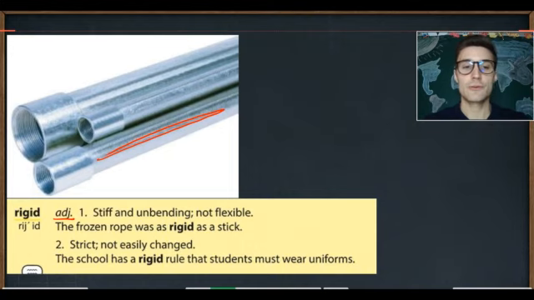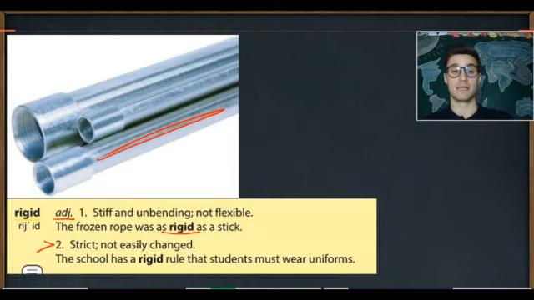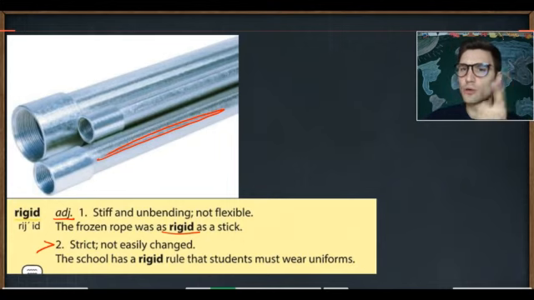The frozen rope was as rigid as a stick, so it was very stiff. The second adjective meaning means strict, not easily changed. Your teacher can be very strict. If you talk again, you will not go home early. Okay, you spoke, you won't go home early. That is very rigid, very strict, not easily changed.